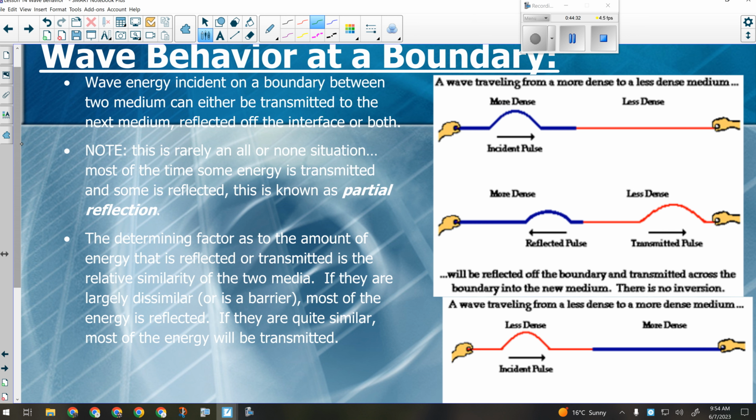When I had the two identical slinkies, it was to my right. But when I have it going to a slower, heavier medium, the reflection is the other way. This is the rule we're going to learn about tomorrow: what happens at a boundary and how we can tell whether it's going into a faster medium or a slower medium based on just the reflection. Okay, we'll leave it at that for today. Thank you, Dave.